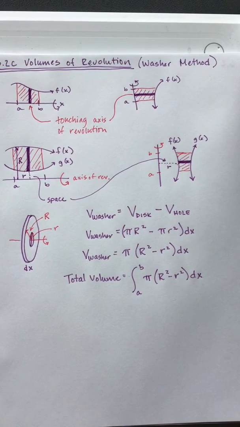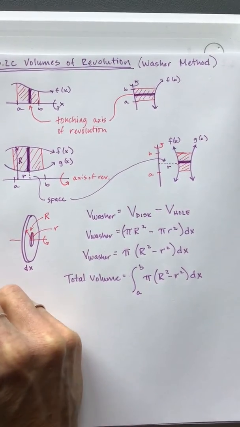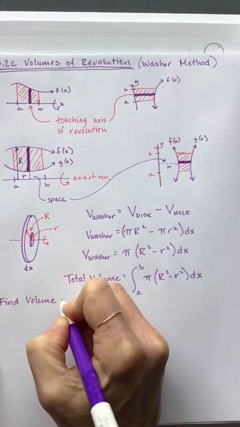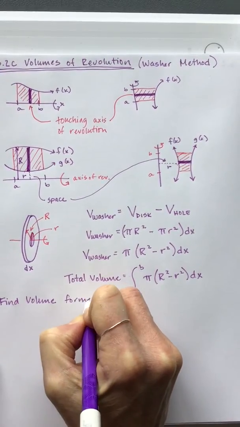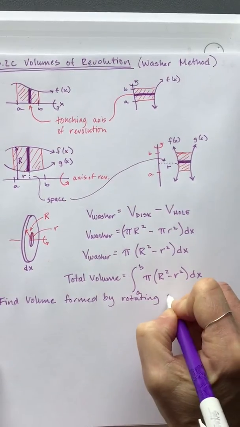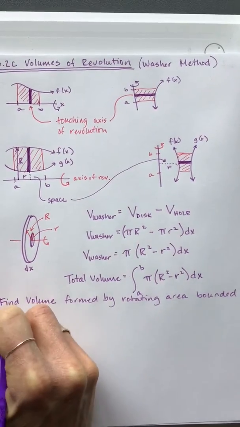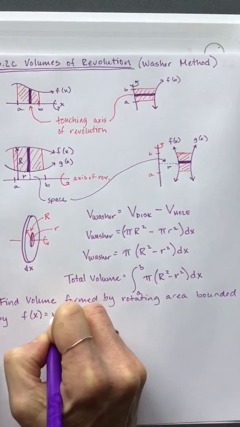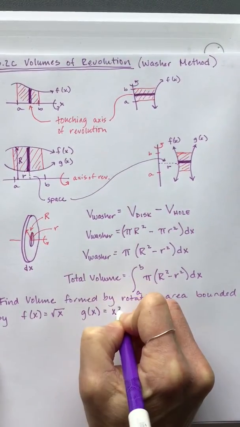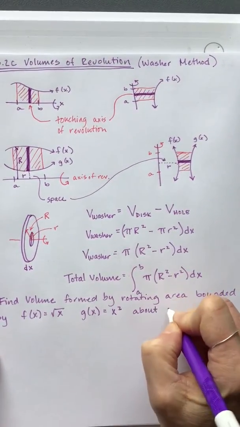Okay, so we're going to find the volume formed by rotating the area. Example 1. Find the volume formed by rotating the area bounded by f of x equals root x, and g of x equals x squared. And we are going to rotate that about the x-axis.